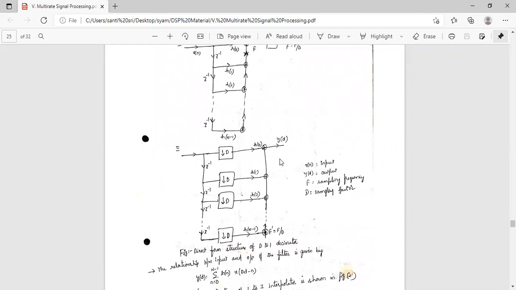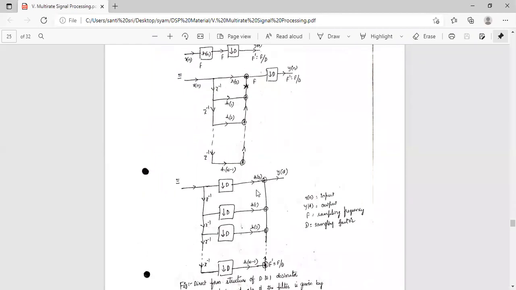After that, we have h of 0, down sampler, then z power minus 1 into down sampler into h of 1, z power minus 2 into down sampler into h of 2, like this. So these two are identical. Direct form structure of D to 1 decimator.